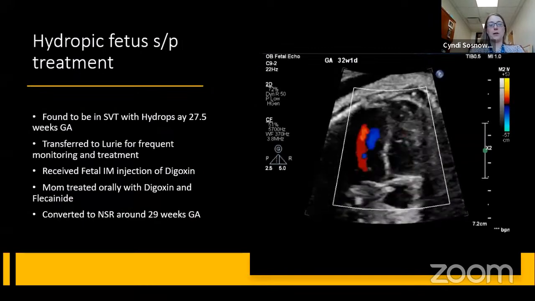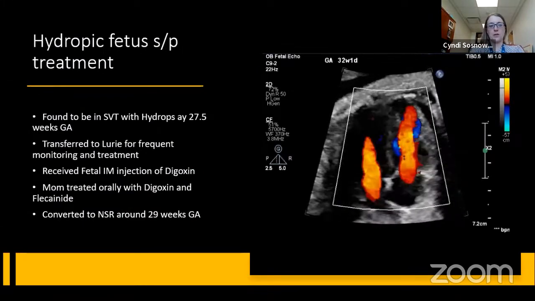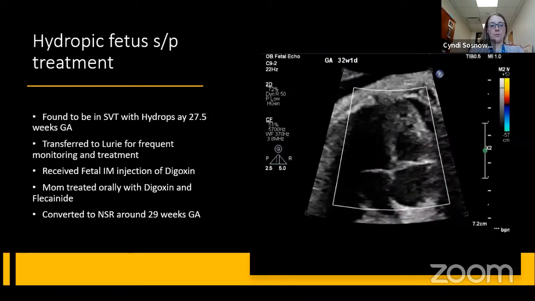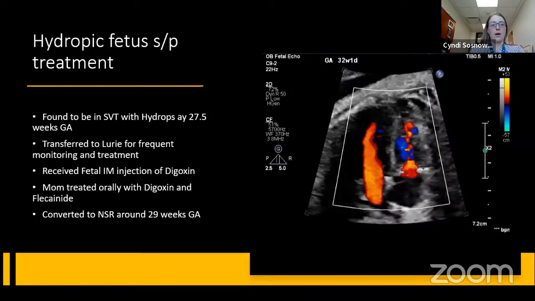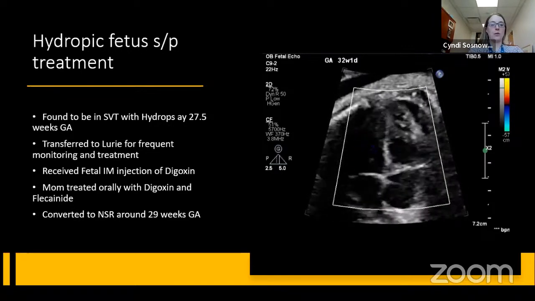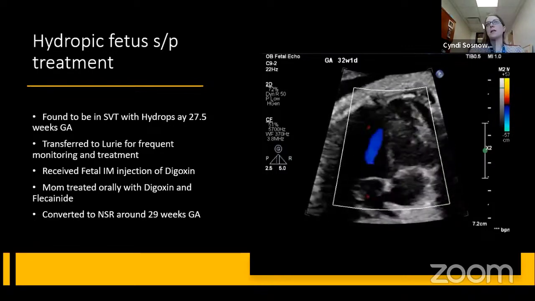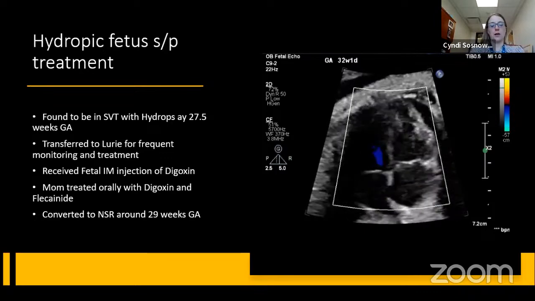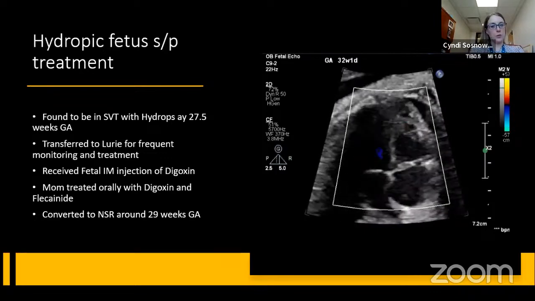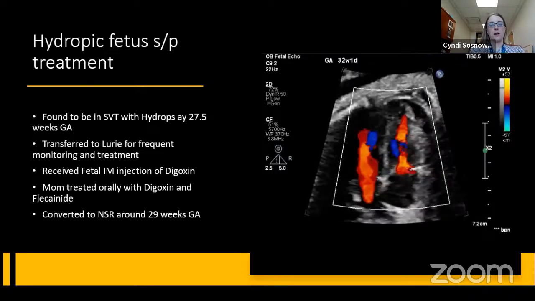This is a patient that I had seen. This is post-treatment. So this was an interesting case. This was a mom who came to, again, one of my community hospitals. It was found to be an SVT with hydrops at 27 and a half weeks gestational age. I didn't get a chance to scan her initially because I wasn't on site, but I looked at the MFM images. It was very clear it was some type of fetal tachyarrhythmia with significant hydrops.